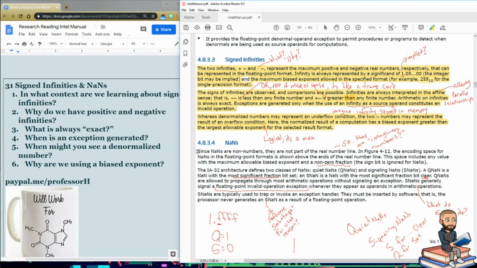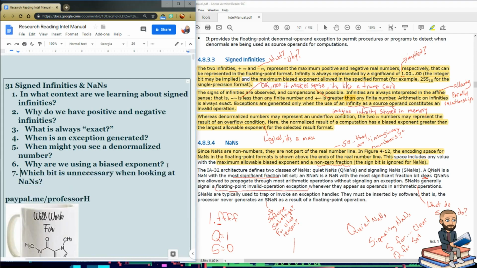Okay, for the next section, NaNs, that's not a number. They say that since NaNs are non-numbers, they are not part of the real number line, and in figure 4-12, the encoding space for NaNs in the floating point formats is shown above the ends of the real number line. This space includes any value with the maximum allowable biased exponent and a non-zero fraction. In this context, the sign bit is ignored for NaNs. So we don't need it at all. So the question is, which bit is unnecessary when looking at NaNs?